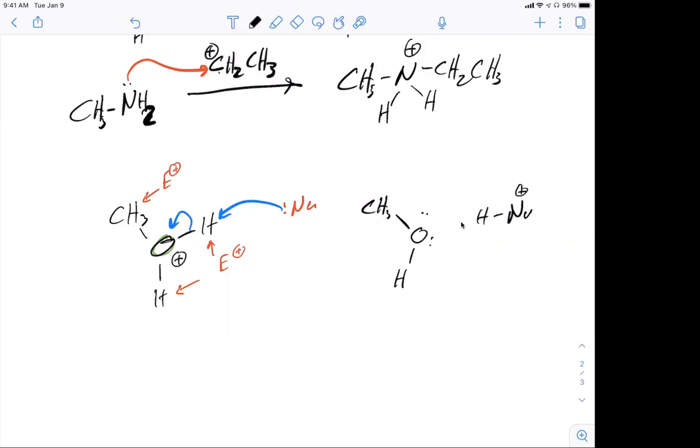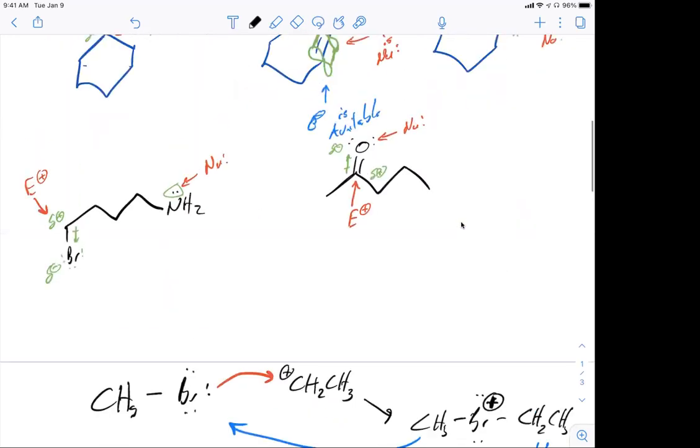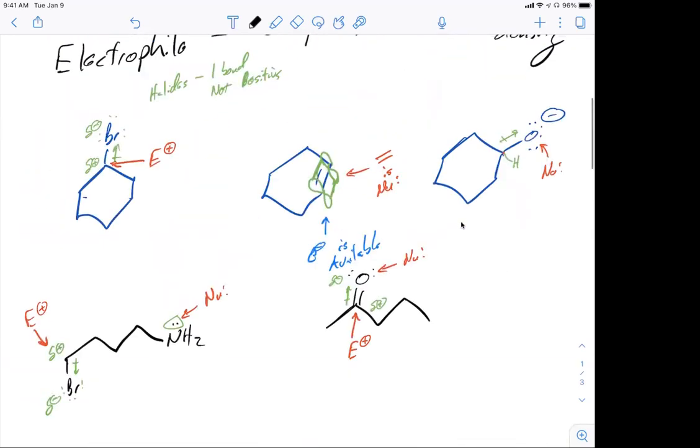And the same reason that oxygen can't be an electrophile is the same reason that we don't have an electrophilic reactive species here. We have an electron deficient species, but not an electrophile.